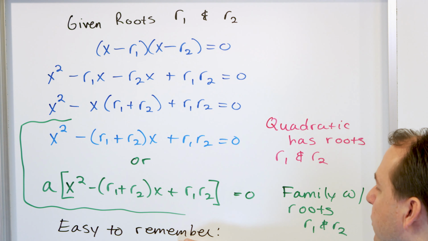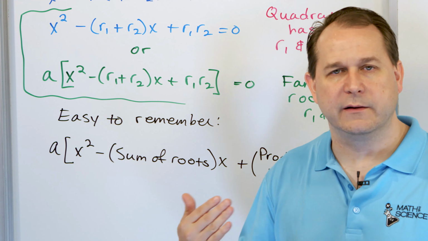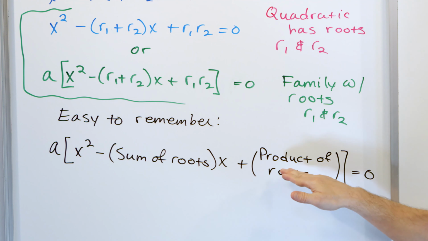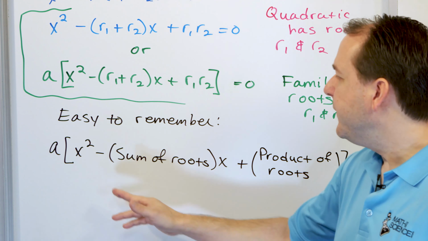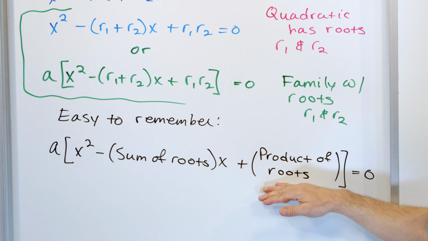An easy to remember way to figure this whole thing out is you have to know the sum of the two roots, the addition of the two roots that you're given, and you also have to know the product of the roots. Once you know that, it's just x squared minus the sum of these roots times x plus the product of these roots.